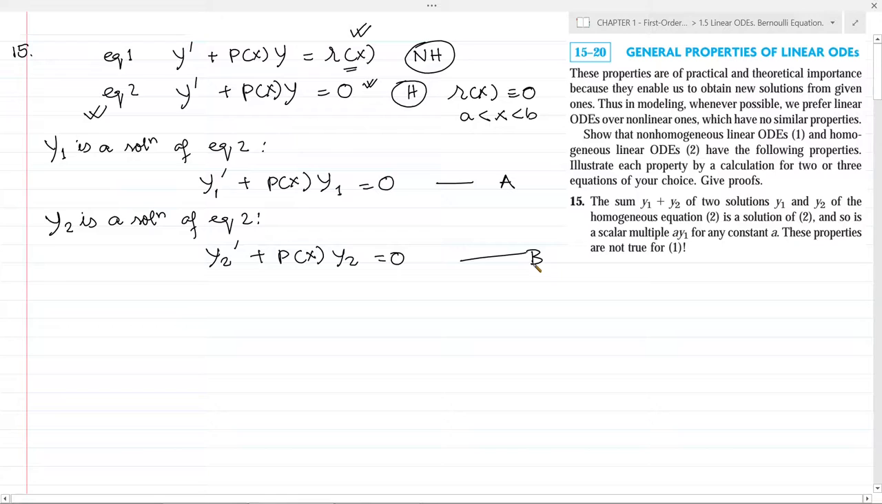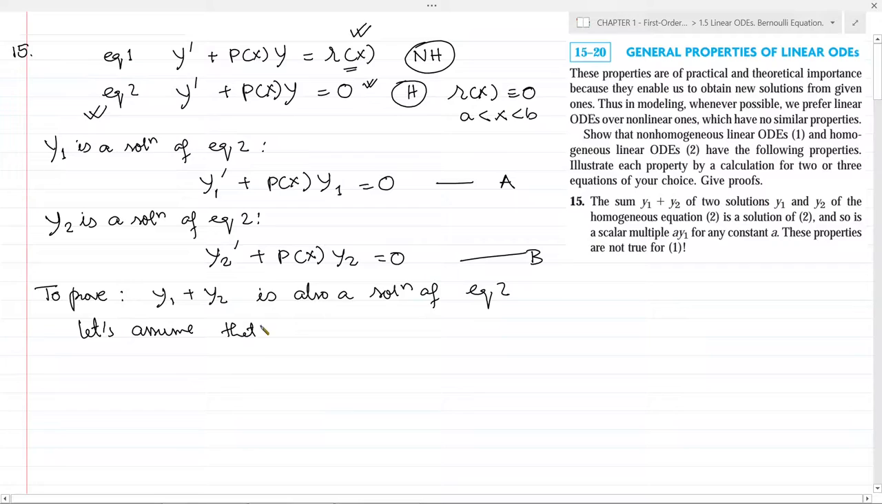So, the question is asking us to prove that the sum y1 plus y2 is also a solution of equation 2. So, let us first assume that y1 plus y2 is a solution and we will see if we get any contradictions or not. Now, if y1 plus y2 is a solution, then equation 2 must be satisfied by replacing y with y1 plus y2. So, we have the LHS of equation 2, that is, the left hand side of equation 2.